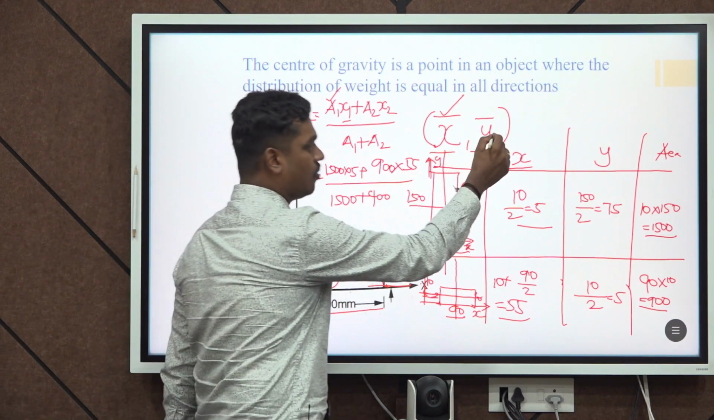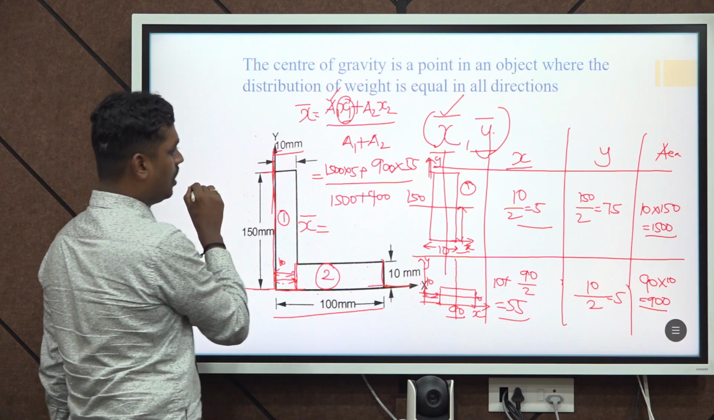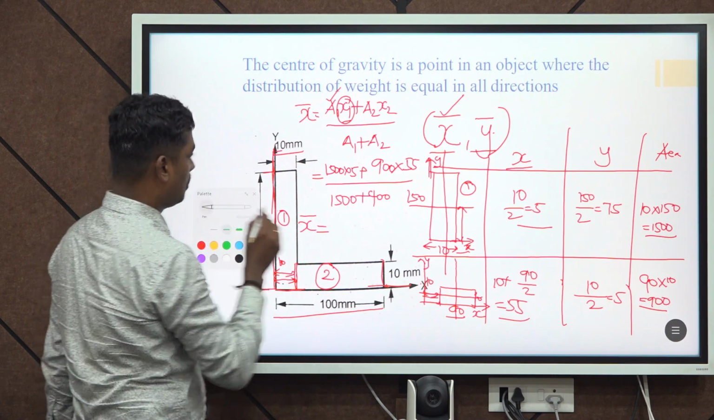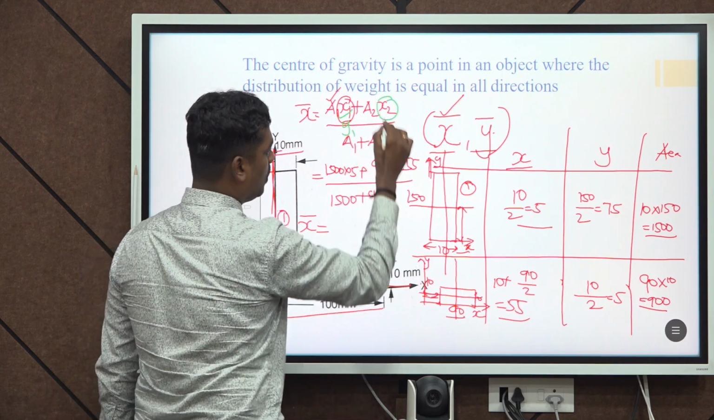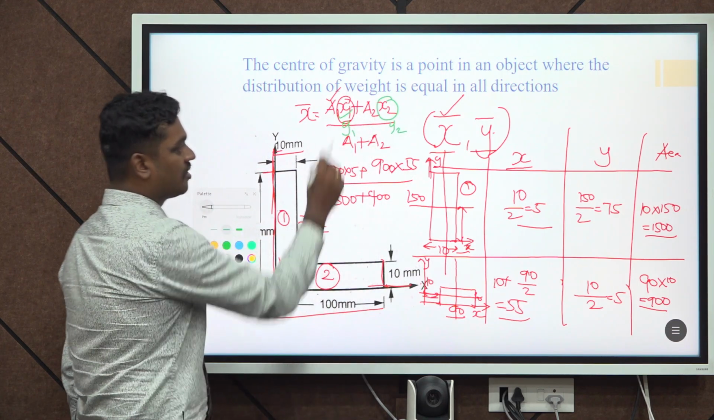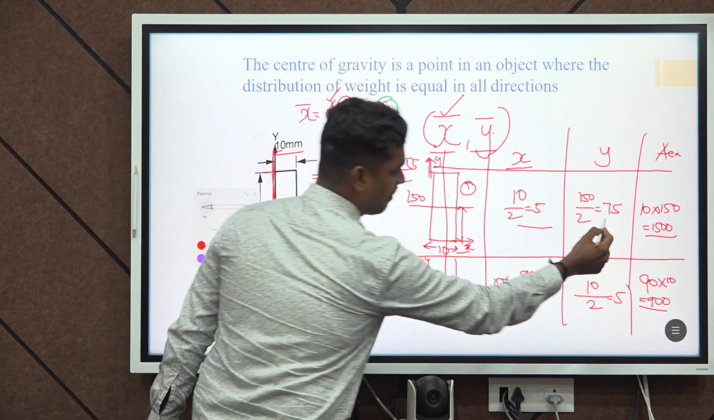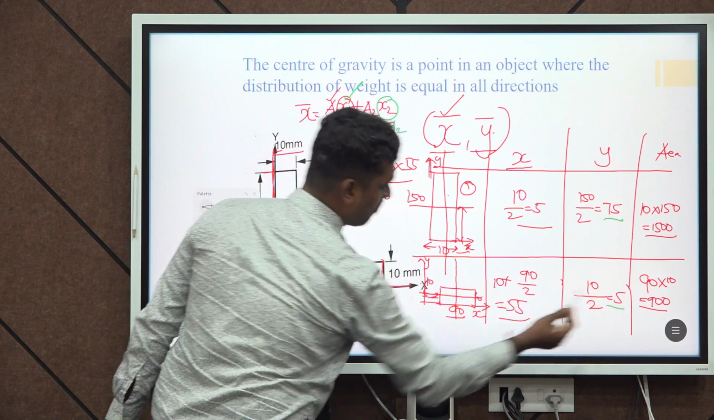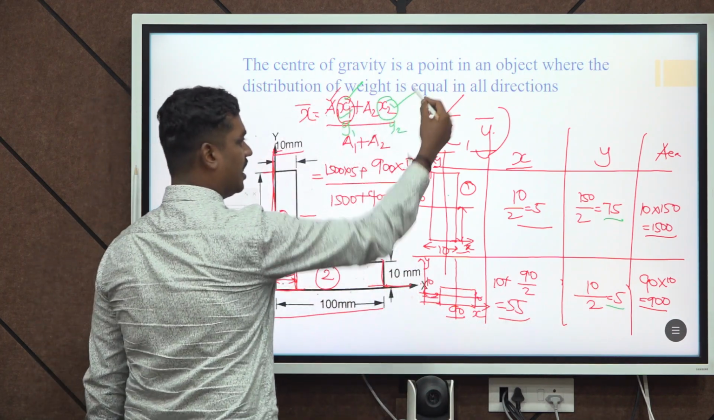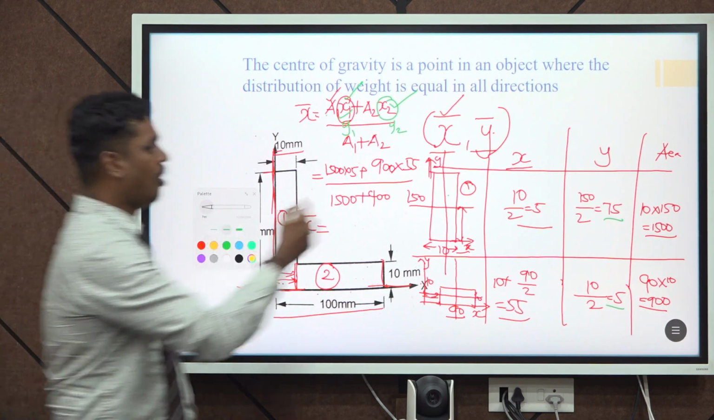Similarly, we need to find the y value, in which we can simply change these values: x1 will be replaced by y1 and x2 will be replaced by y2. So simple. Area 1 will be the same for the particular section, y1 will be 75, that has to be placed here, and the 5 mm, which is y2, has to be entered here. After solving the problem, we will be getting the value of y bar also.